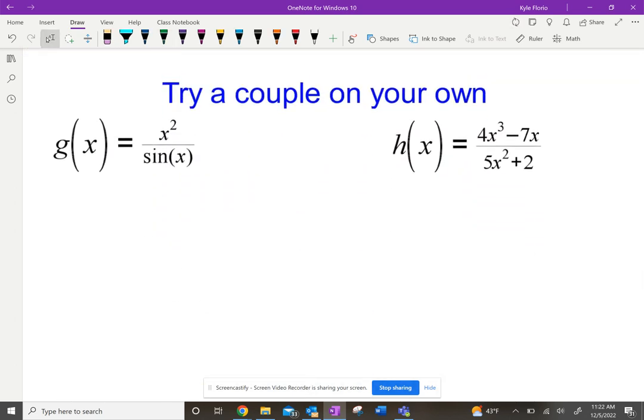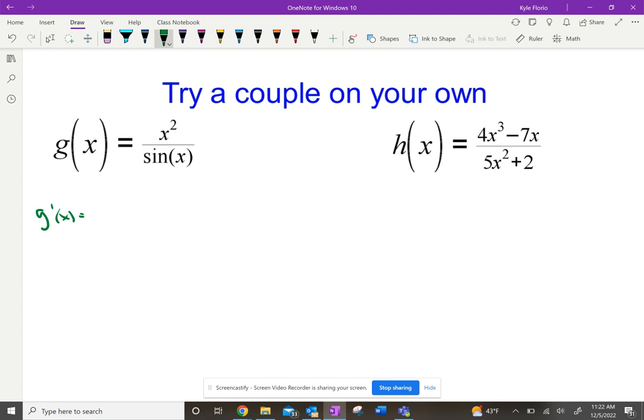So try a couple on your own. Do pause it. Actually, see if you can get these on your own. I think it is worth trying to look back and forth, although I know if you're busy and you've got to get this done as fast as possible, you might not want to do that. But it's good for you. All right. So if you pause it, you hit play.